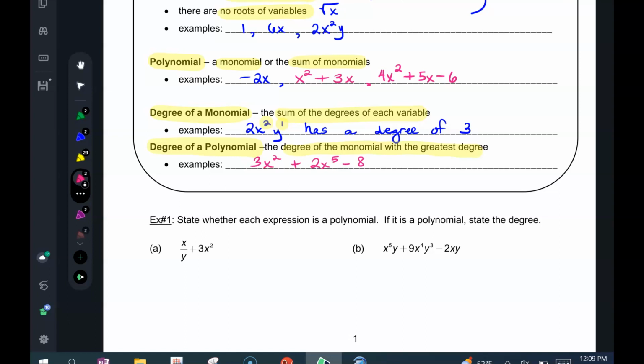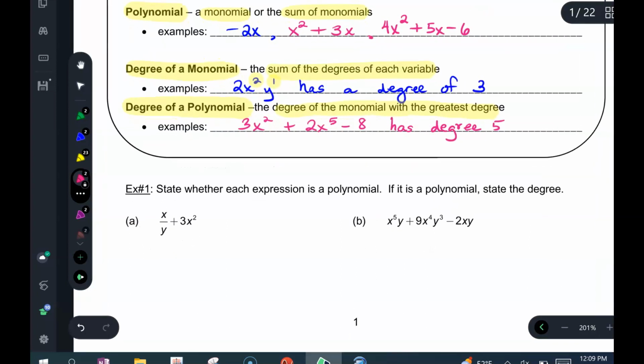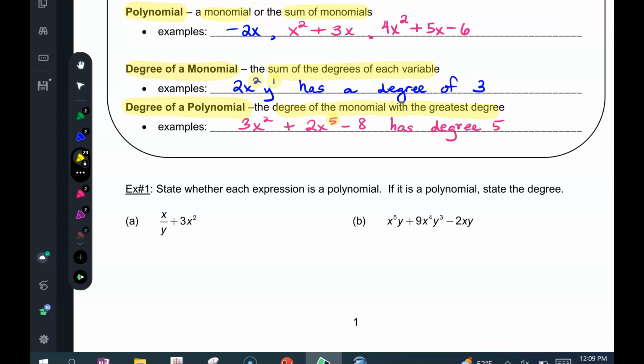So I look at each term. This has a degree of 2, a degree of 5. This one is 0. So this has degree 5. The largest exponent right here is the degree of the whole thing. So it doesn't necessarily have to go in order. This is a smaller exponent than this one. We just want to take the largest term.